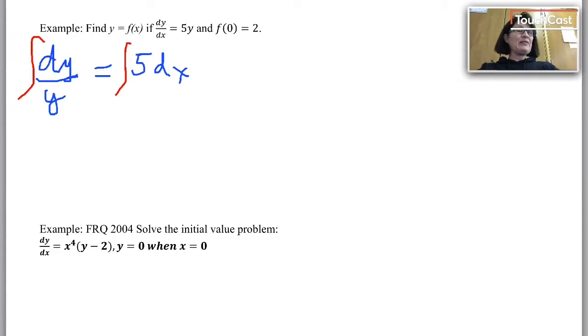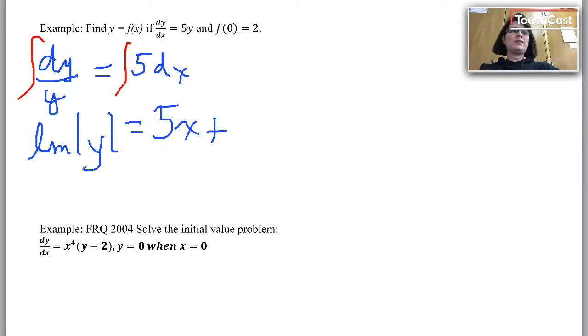The antiderivative of dy over y is the natural log. That's the natural log of the absolute value of y. Over here, the antiderivative of 5 is 5x. Don't forget your plus c. So I separated my variables, I integrated both sides, and then I found an antiderivative on both sides, and I've remembered my plus c, my constant of integration.